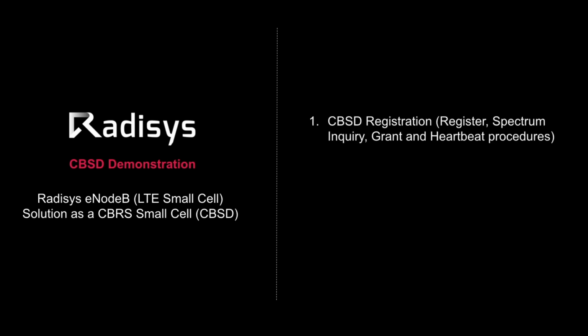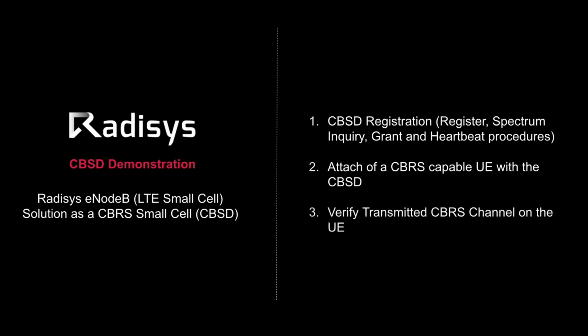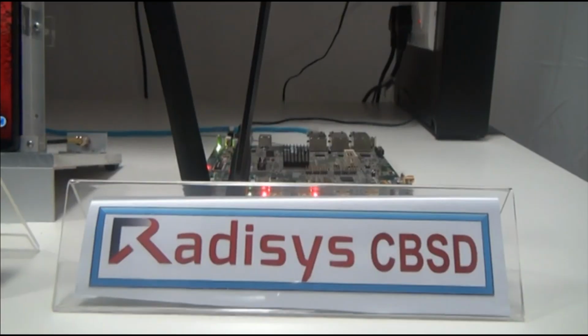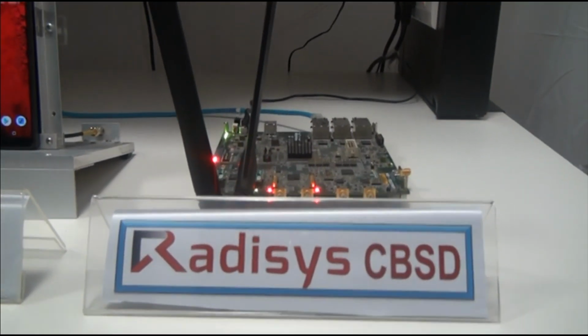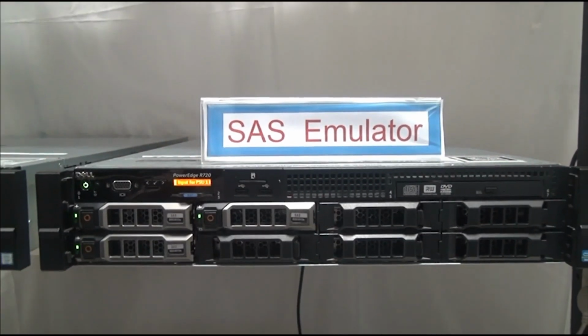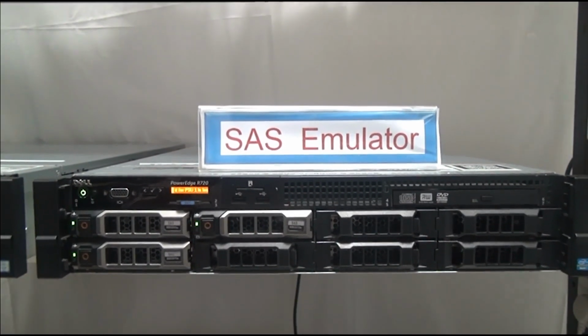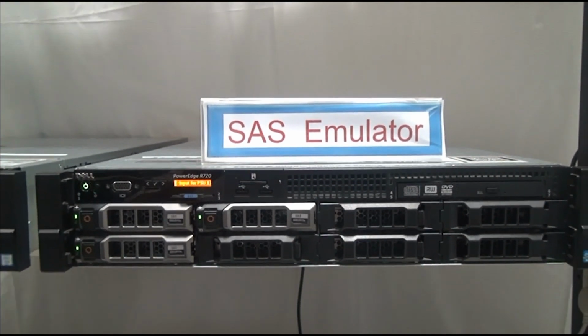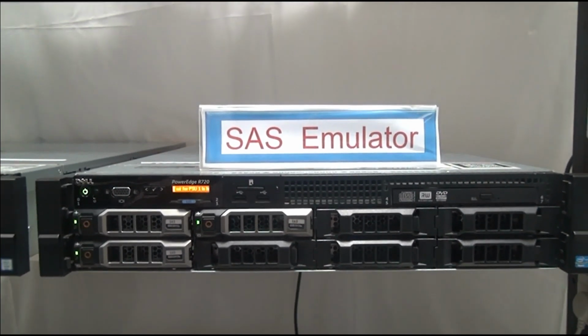During the demo, you will witness a CBSD registration procedure with the SAS, followed by the procedure to attach a CBRS-capable UE with the CBSD, as well as the steps to verify that the CBSD transmits on the authorized CBRS channel. When the Radisys CBSD powers up, as part of the startup sequence, it triggers the registration procedure towards a SAS, which involves exchange of a series of HTTP/JSON messages on the SAS CBSD interface.